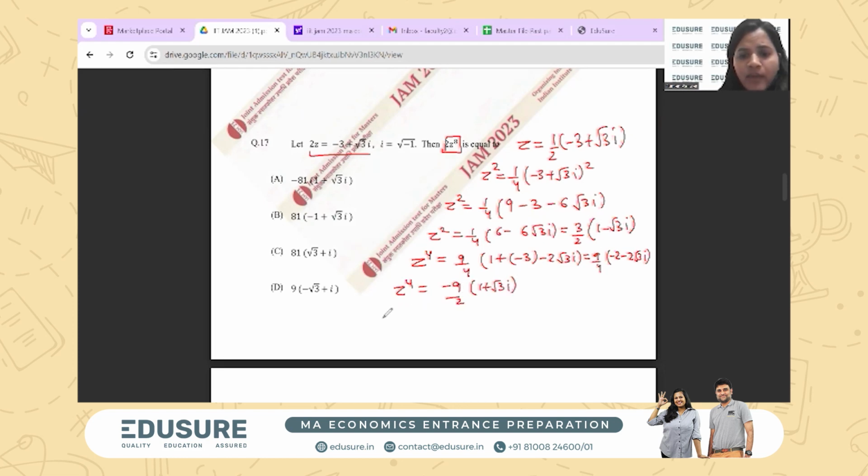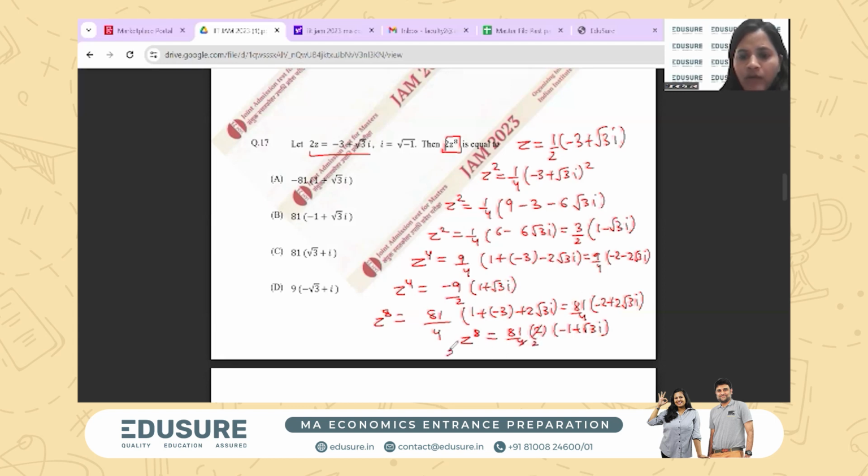Again, we square, so z⁸ will be 81/4 (1 + √3 i)², which will be again (1 + 3i² + 2√3 i), which will be 81/4 (-2 + 2√3 i). Okay. So again, z⁸, we take 2 common. So 81/4 times 2 (-1 + √3 i).